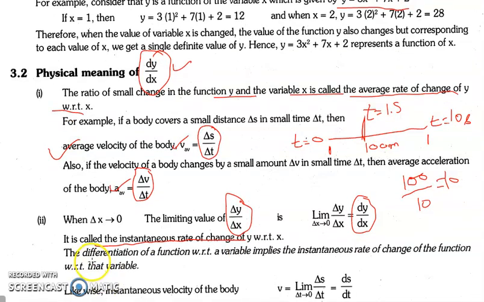Okay, so the differentiation of a function with respect to a variable implies the instantaneous rate of change of the function with respect to that variable. I hope you are getting my point. Which means you can ignore this part. You can ignore this part because it will be necessary for mathematics students, and for math students we'll have a whole chapter on limits. This part is not necessary for physics. It will be necessary for maths.